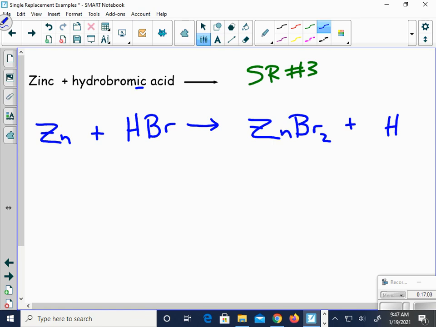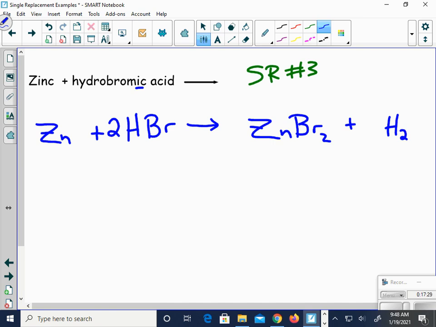What do we know about hydrogen? It's a super 7. It's diatomic, so I need 2 of those. So am I balanced out here? Nope. Now am I balanced out? Yep. Now I'm balanced out.